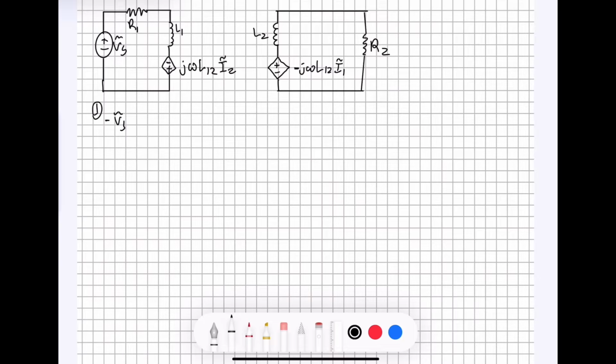So V tilde S plus I tilde 1 multiplied by R1, which is going to give us the voltage drop across this resistor right here, plus I tilde 1 multiplied by J omega L1, and that's going to give us the voltage drop across here, minus the value of the voltage right here. Because this is a voltage source, we don't have to multiply anything, we can just write it straight out.